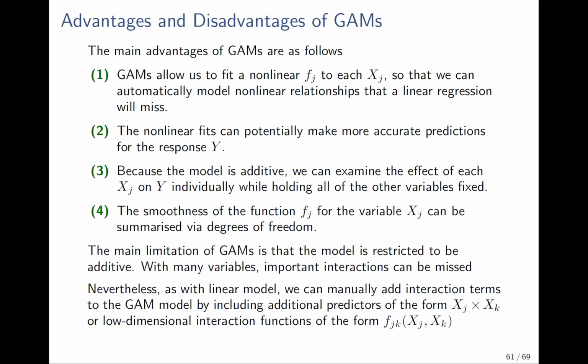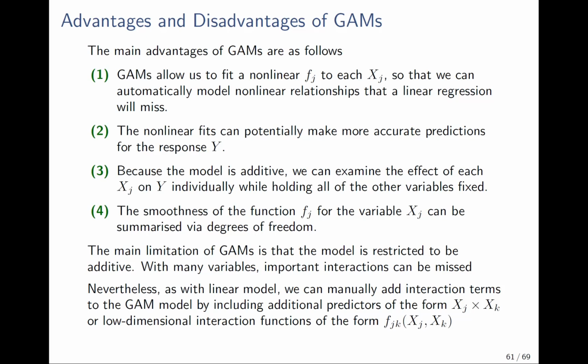And because the model is additive, we can examine the effect of each xj on y while holding all other variables fixed, so it's still got that conditional interpretation. And the smoothness of the function for the variable can be summarised via degrees of freedom.